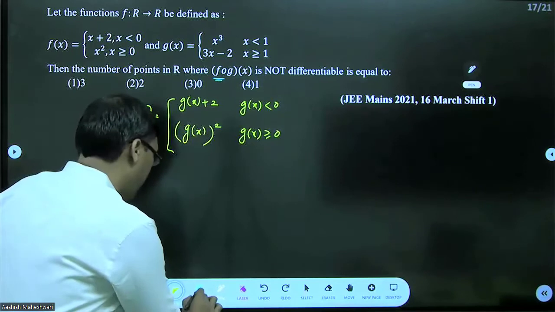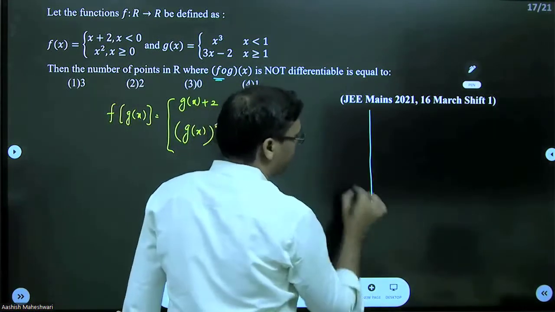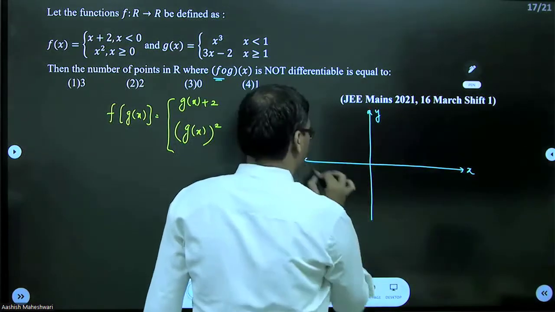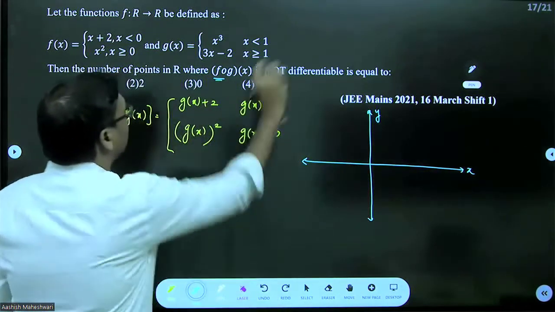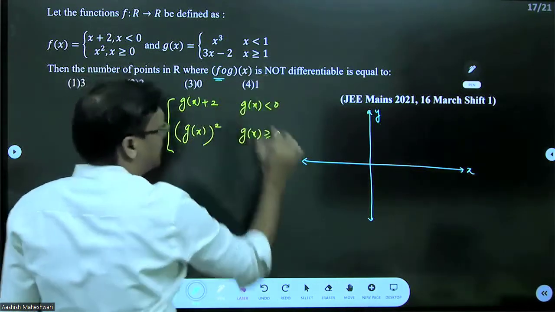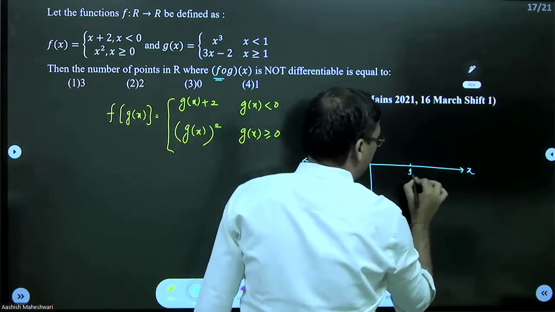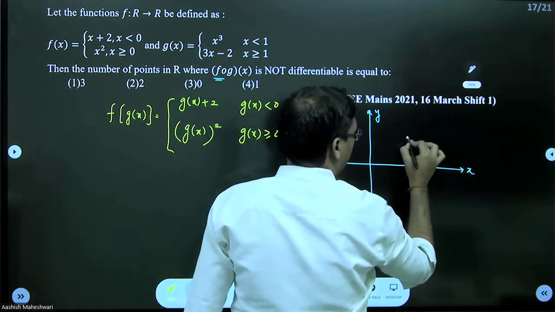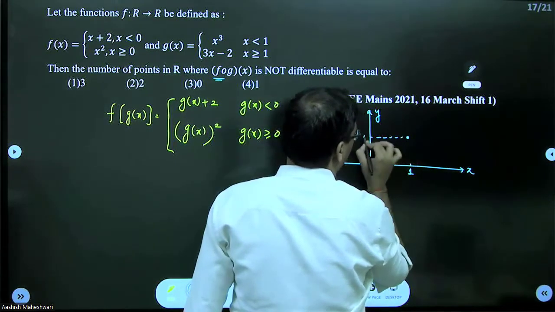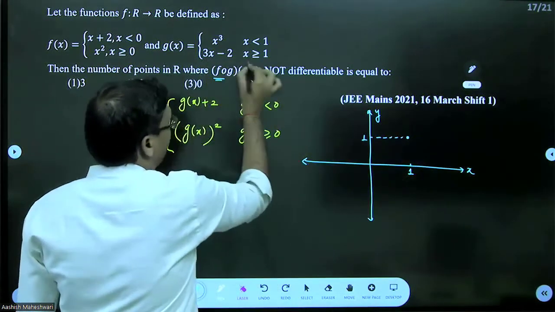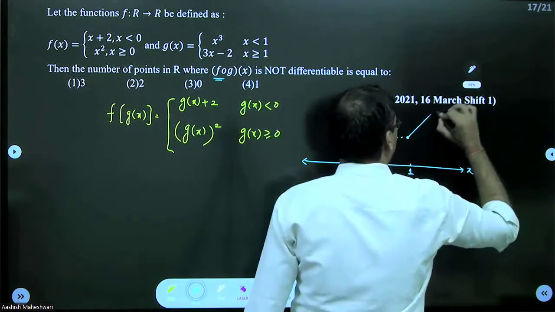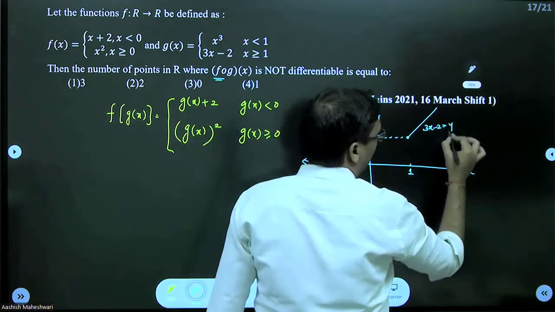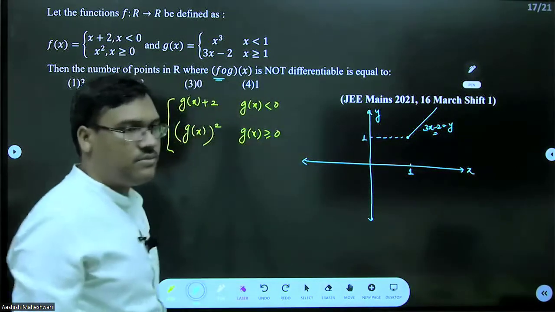So now see, if I draw the graph of g(x) function, this is our x-axis, y-axis. We are trying to draw the graph of g(x). So for g(x), you can see for x greater than equal to 1, at x equal to 1, this is equal to 1. And this is a straight line with slope 3. So this is something like this. This is for x greater than equal to 1. This is y equal to 3x minus 2 for this, correct?